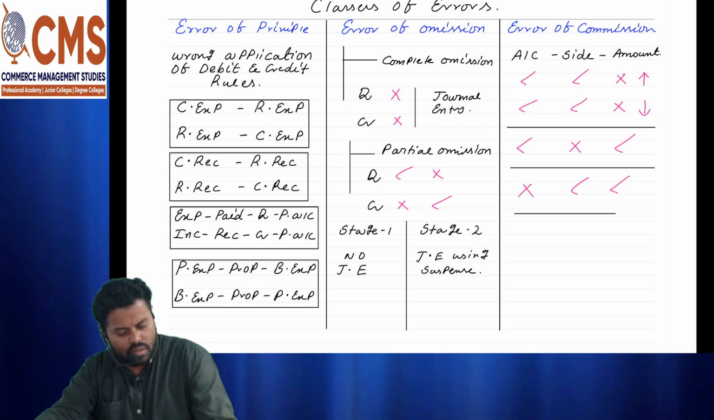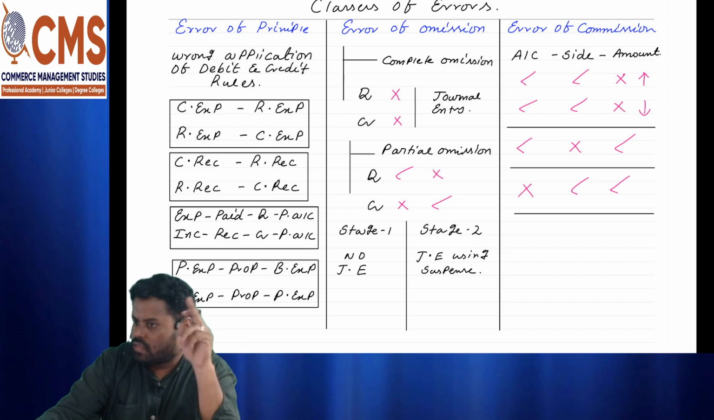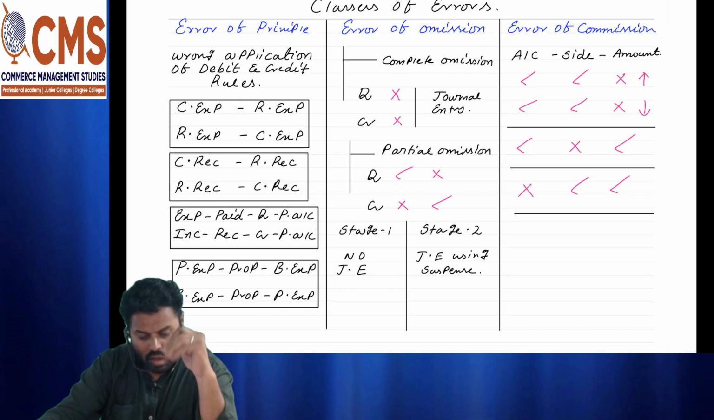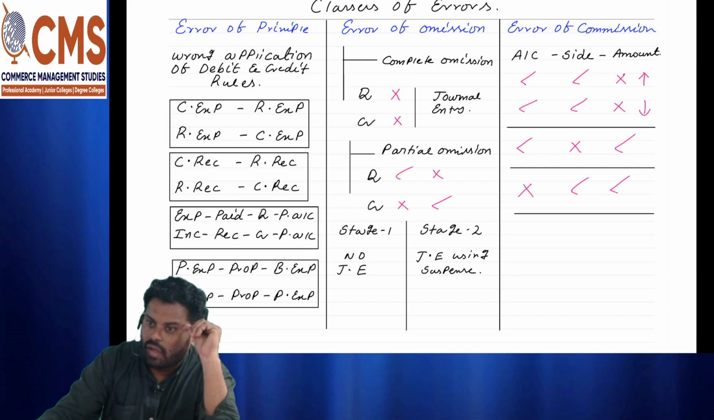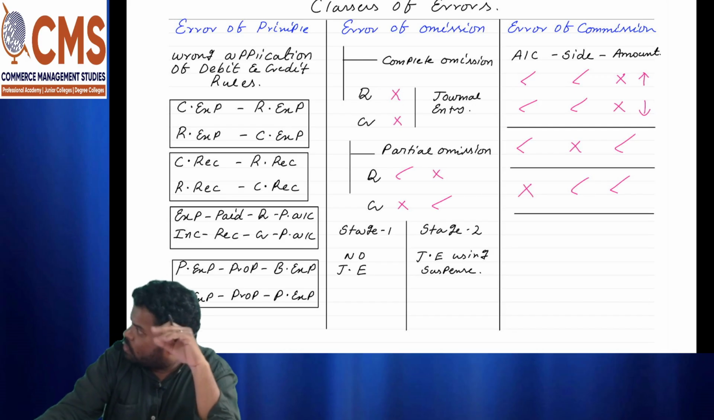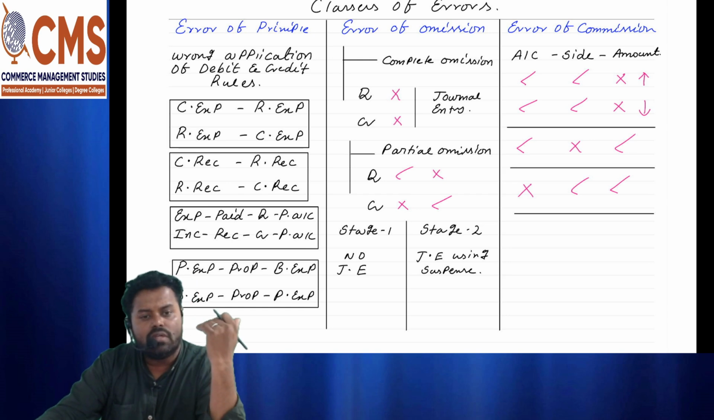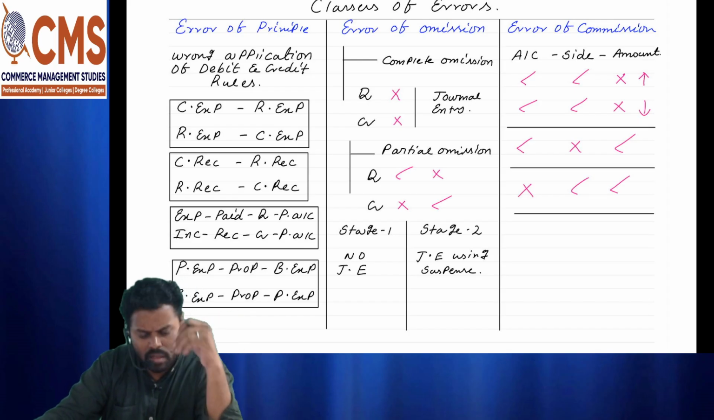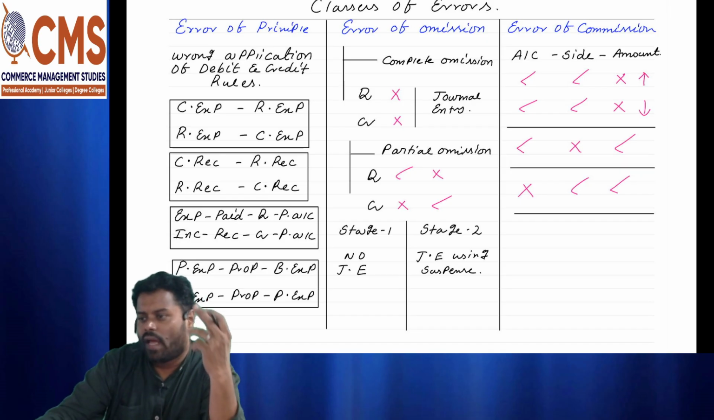I hope you guys are okay with it, right? So what is the thing? Amount is wrong, or side is wrong, or account is wrong. In this we'll get hybrids also. Account is correct, side is wrong, amount is wrong. Anything is possible, isn't it? So these combinations, whatever these combinations are, are called errors of commission. That is, you have committed an error in your account or side or amount. Depending upon the error, we have to modify our rectification style.